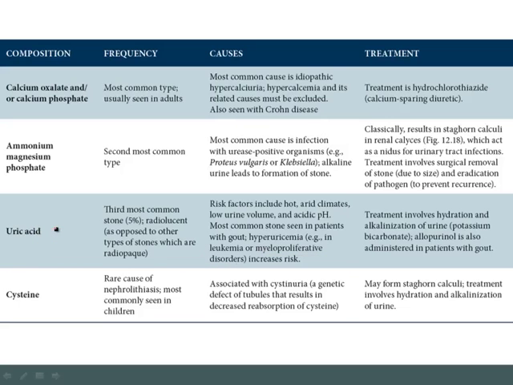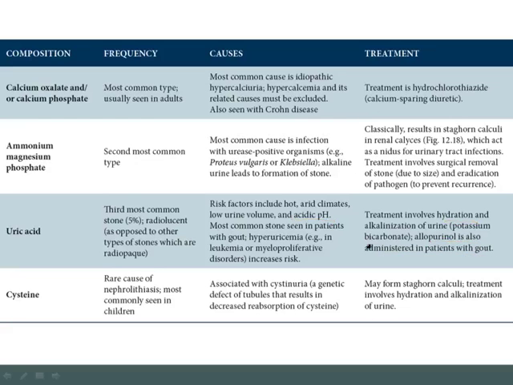Now, treatment of this type of stone involves hydration and alkalinization of the urine, for example, with potassium bicarbonate. Now again, remember that acidic pH helps to form this type of stone, so an alkaline urine would protect against formation. Allopurinol can also be used in patients with gout to decrease the uric acid.